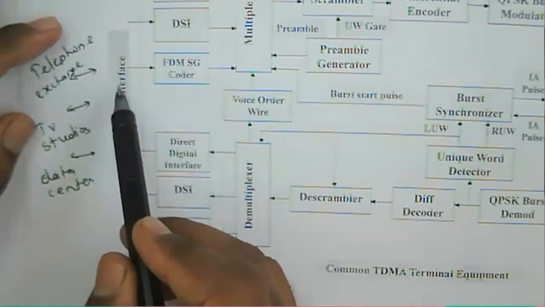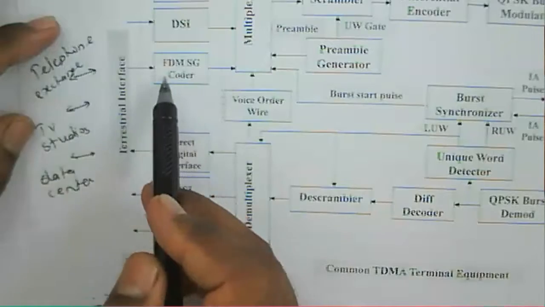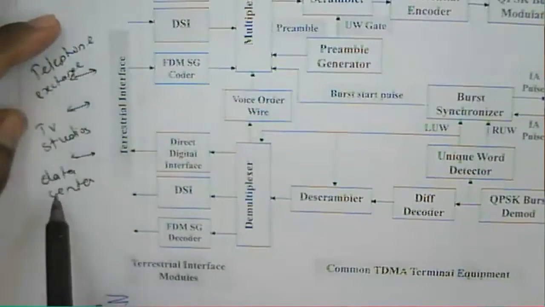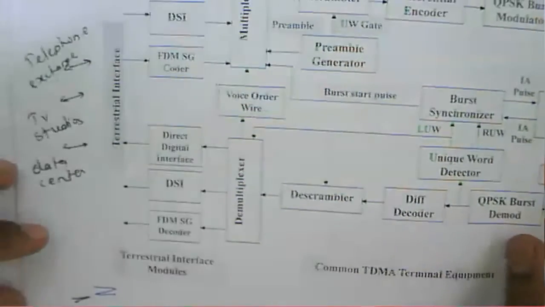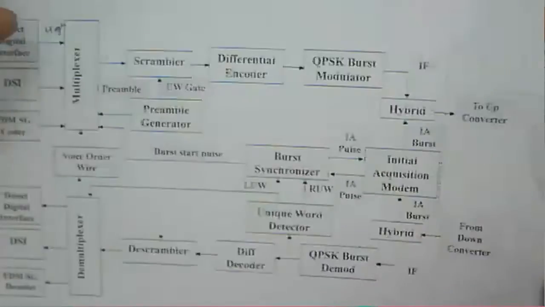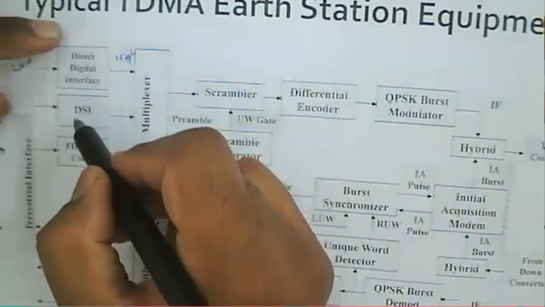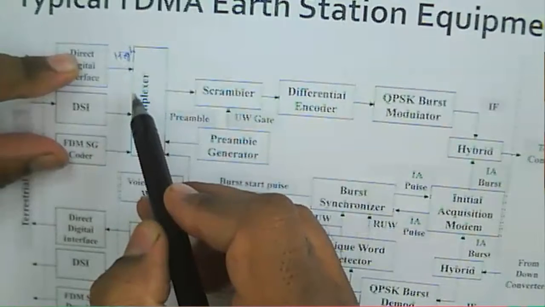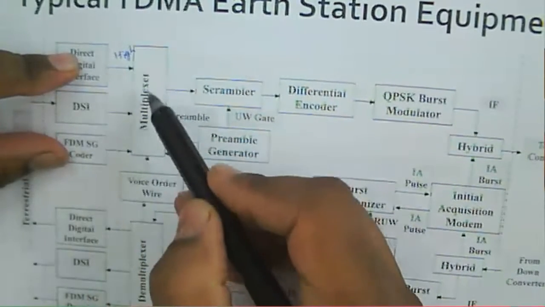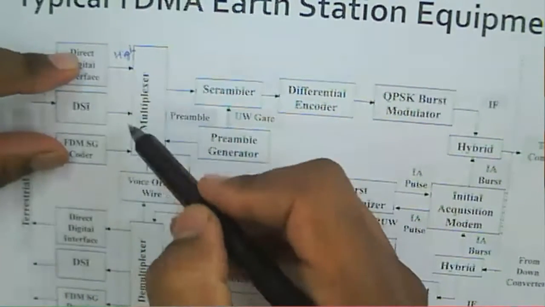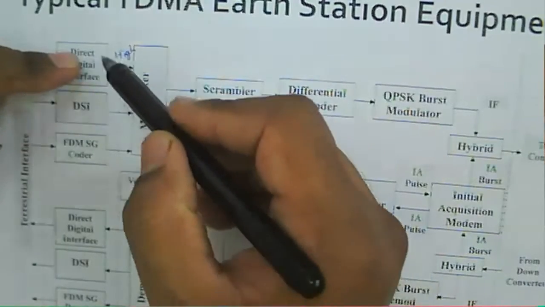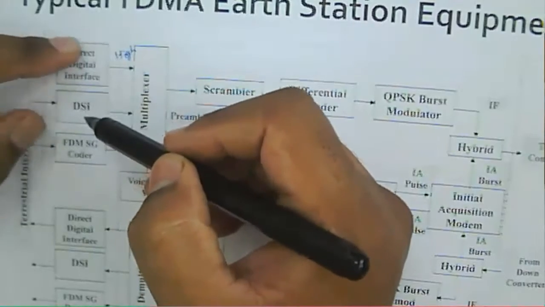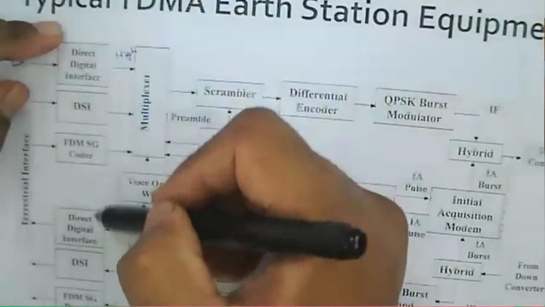So from this FDM supergroup, the transmitting side input is from this, and the receiving side output is from this to this, in whichever terrestrial interface component. Now after this, DDI, DSI and FDM SG, all these three are combined at this multiplexer. So this multiplexer combines the sub buses generated by the terrestrial interface modules. Now these are nothing but a terrestrial interface module.